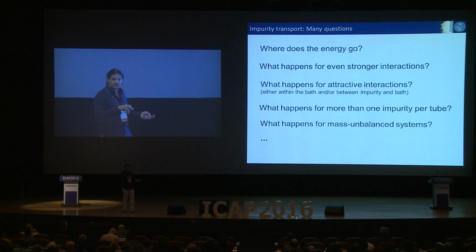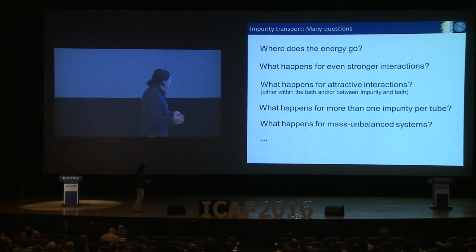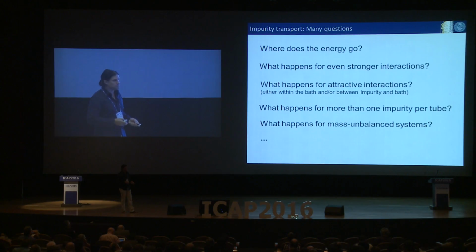What happens for attractive interactions? I just showed you briefly that one can do attractive interactions. One can actually play with that, yeah? Would be very interesting to see. What happens if one now has more than one impurity in such a system and you have impurity-impurity interactions? And what happens if you actually do this with different atoms, mass imbalance system, and so on? This is totally open. It's not clear at all. In principle, now one can use this kind of technique to probe any quantum liquid, yeah?